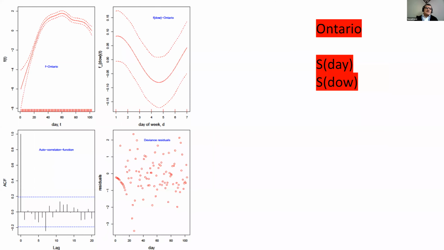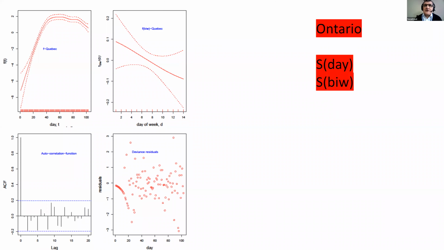We have the smoother function for Ontario, F day on the top left, F day of week on the top right, and the autocorrelation function, where we have only 1 lag, maybe 8 or 9, significant, and this deviance residual is also symmetric around x equal to 0. There is Ontario day and by week.